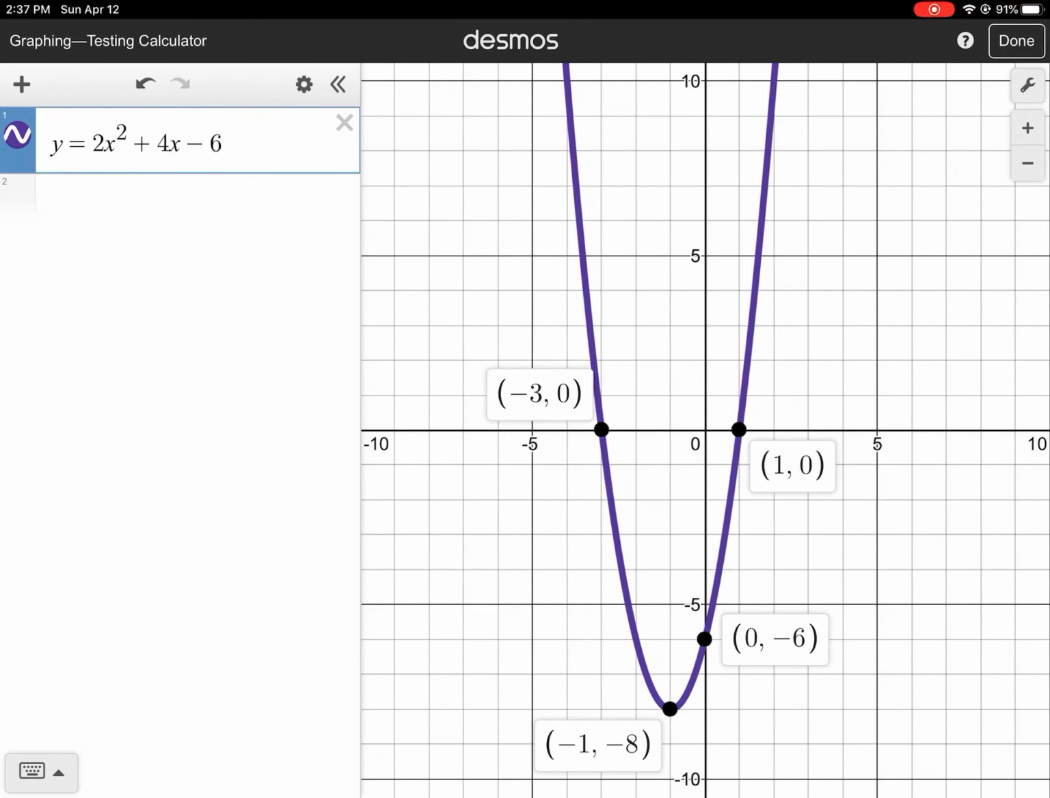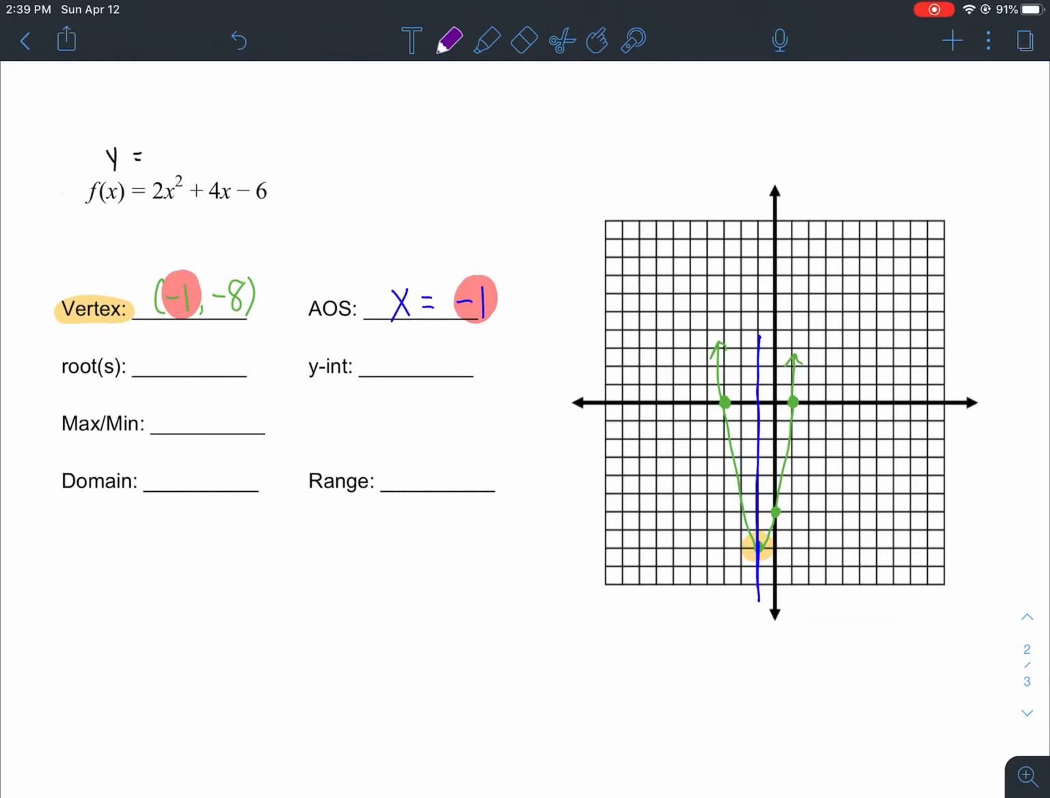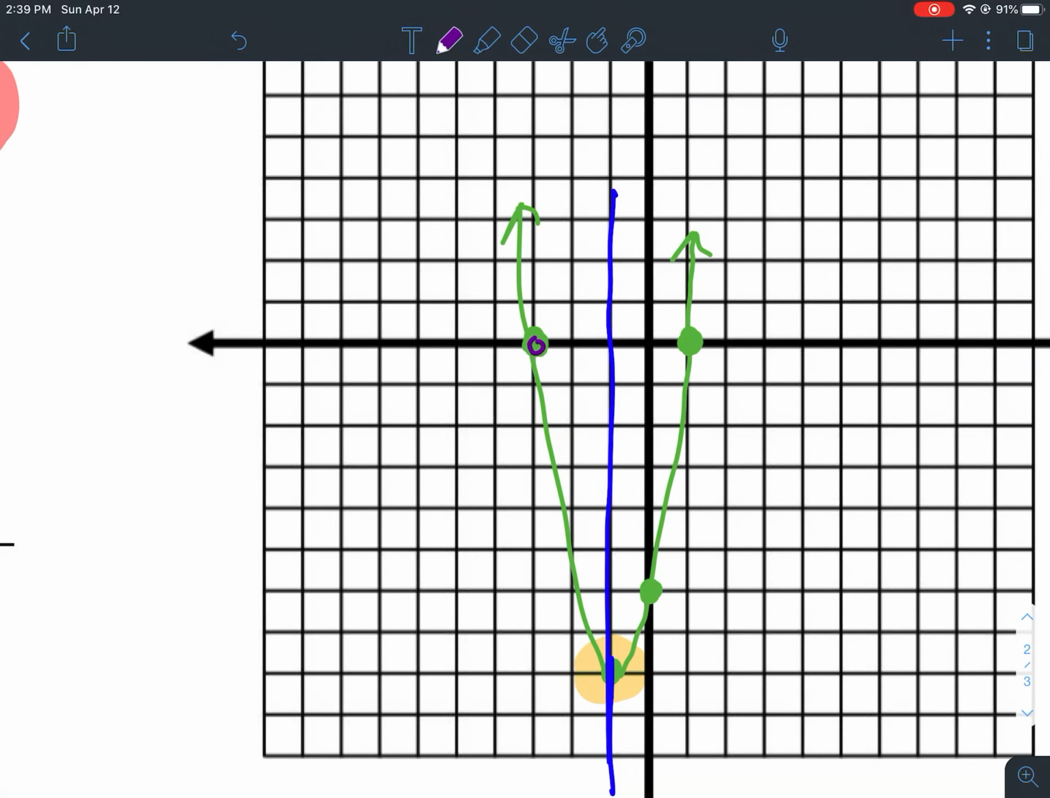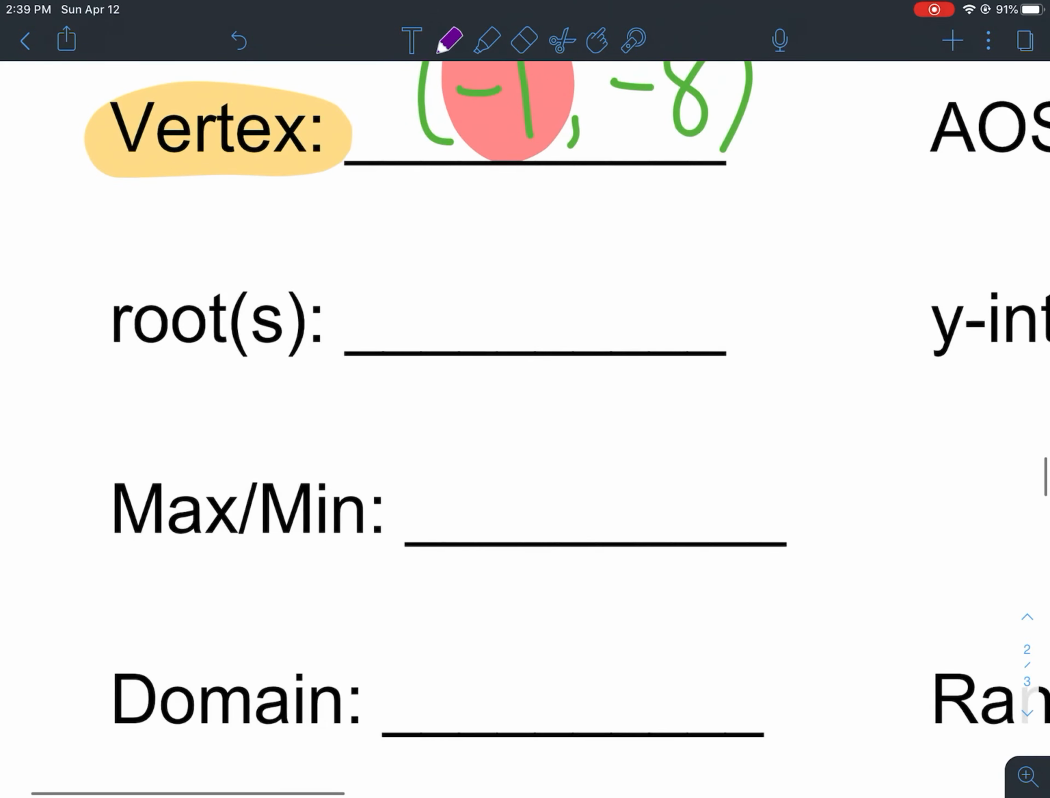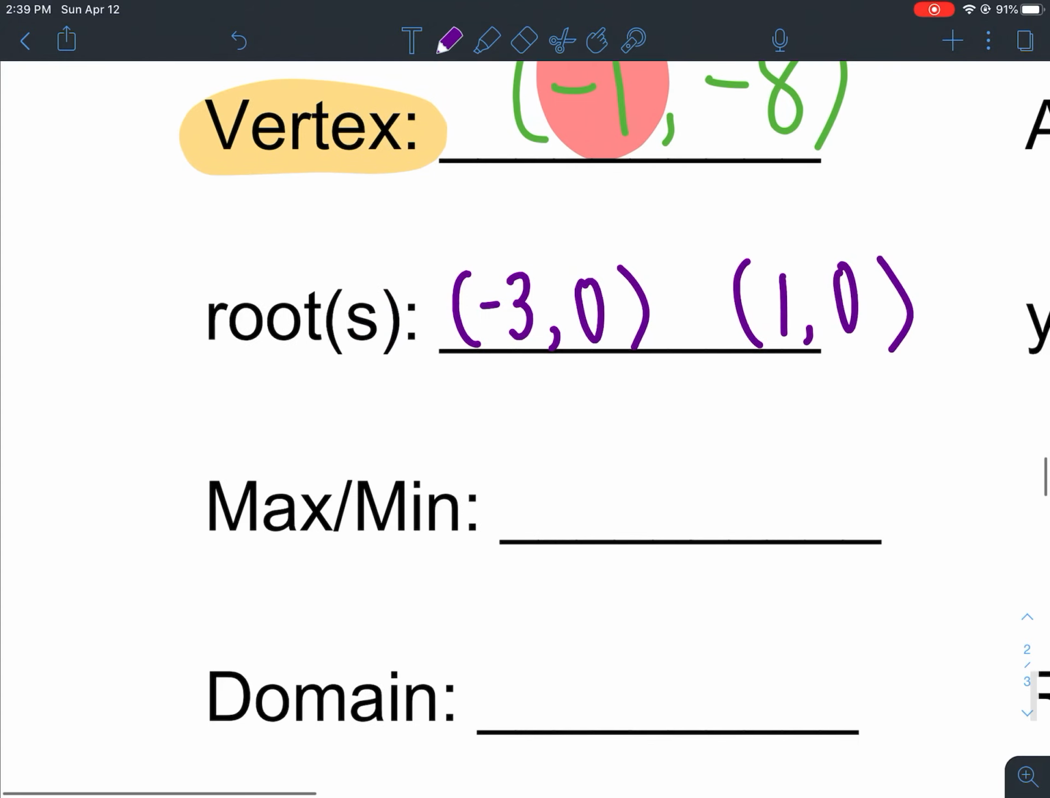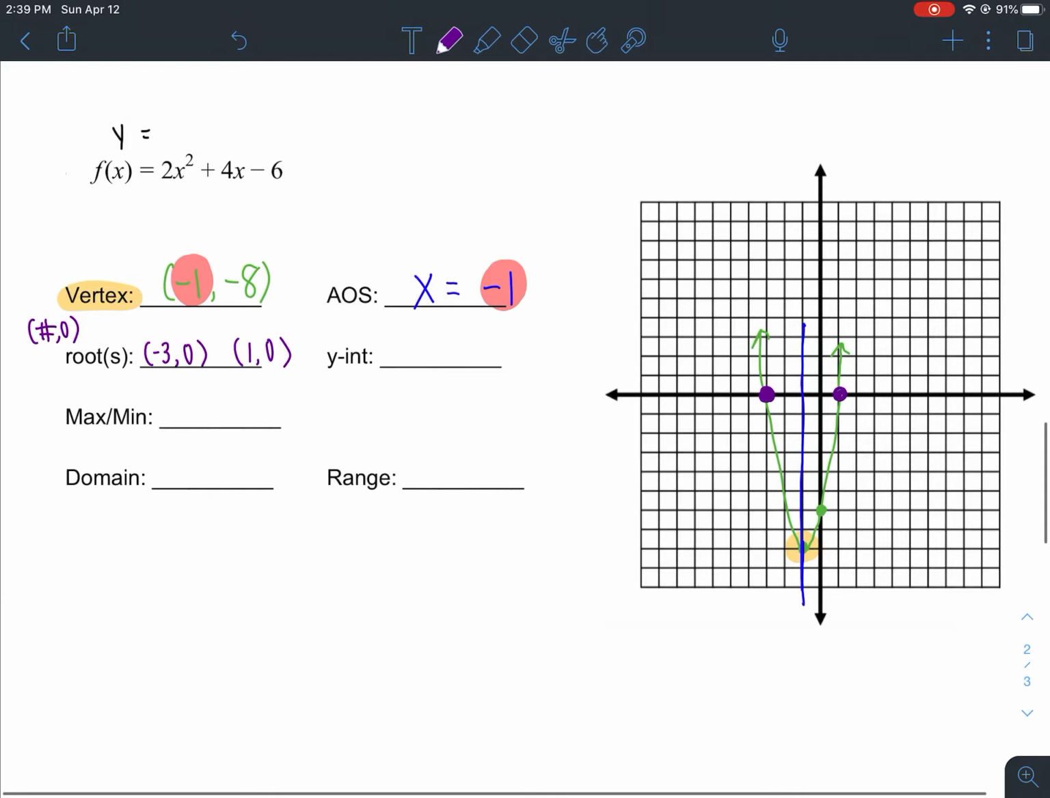Okay. The next thing it asks for is roots. Now, roots are also known as x-intercepts. There's four words for x-intercepts: x-intercepts, roots, zeros, and solutions. So if it's asking for one of those, it's asking for an x-intercept. Now here we have two roots because we have two x-intercepts. We have one x-intercept at -3, 0, and we have another x-intercept at 1, 0. Remember, an x-intercept is number, comma, 0. So you want to make sure you label that correctly. Number, comma, 0. Okay, so 1, 0, and -3, 0.